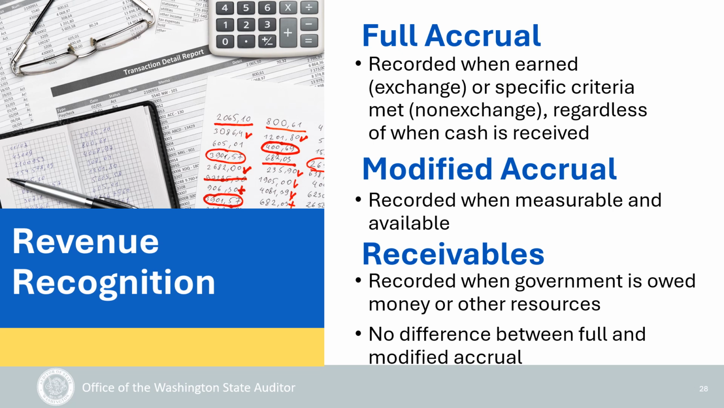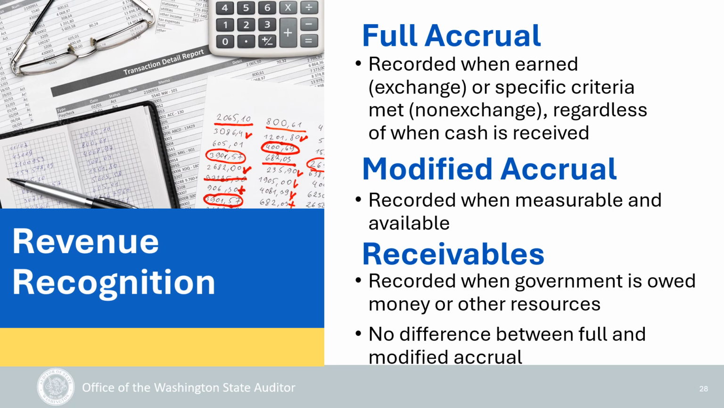Modified accrual, however, has additional rules. Revenue in modified accrual accounting is recognized when it is measurable and available. Measurable means the government knows how much it is, or they can reasonably estimate the amount. Available means it's collectible within the current period or soon enough after the current period to be used to pay liabilities of that current period.